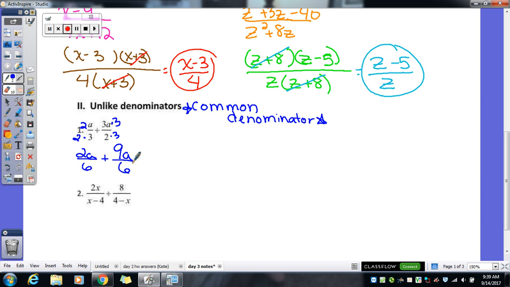So now we actually keep our denominator. So we're going to keep the 6. 2 plus 9 gives me 11a. Can I reduce that at all? Nope. There's no numbers that go into both 11 and 6. So that stays as our final answer.